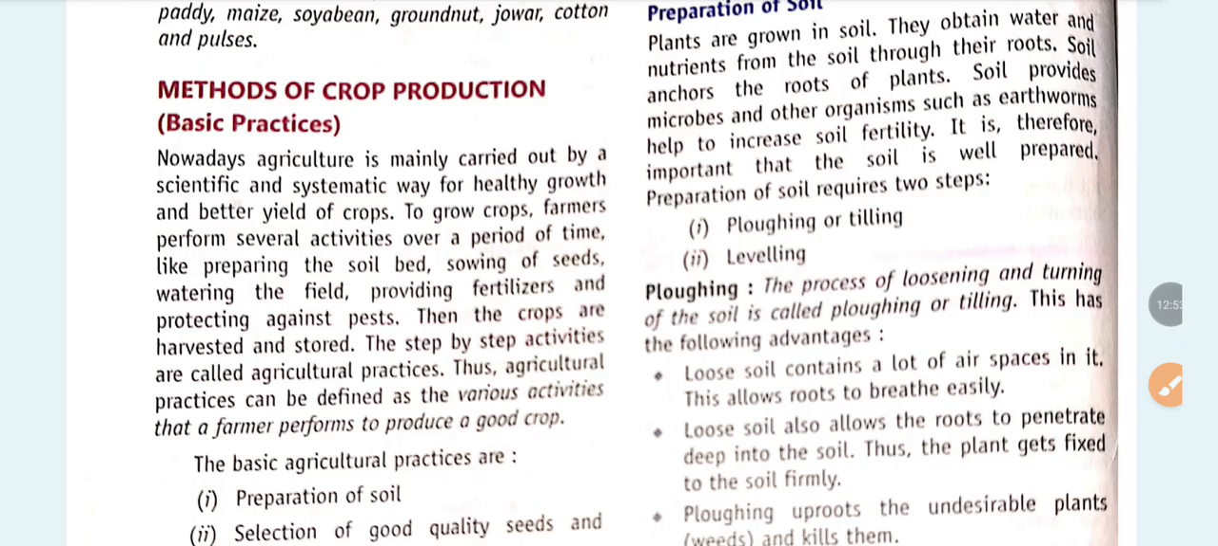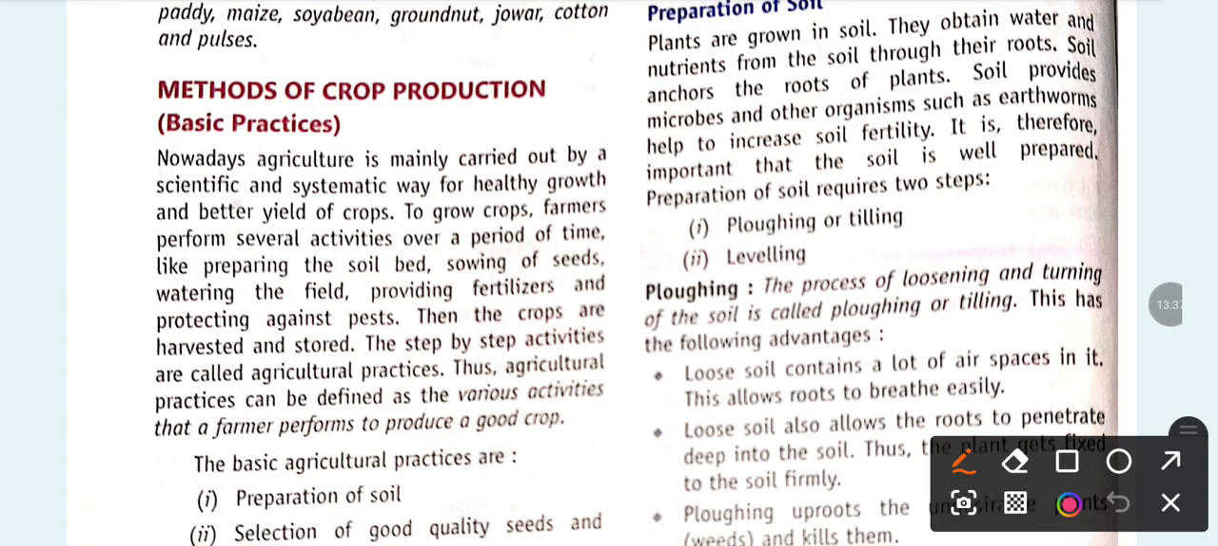To grow crops, farmers perform several activities over a long period of time, like preparing the soil bed, sowing of seeds, watering the field, providing fertilizers, and protecting against pests. Then the crops are harvested and stored. The step-by-step activities are called agricultural practices. Thus, agricultural practices can be defined as various activities that a farmer performs to produce a good crop. What are agricultural practices? They are the step-by-step activities done during growing crops, such as preparing soil bed, sowing seeds, watering field, providing fertilizers, and protecting against pests.